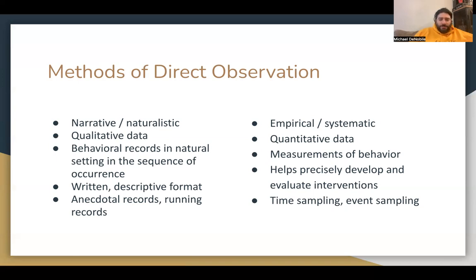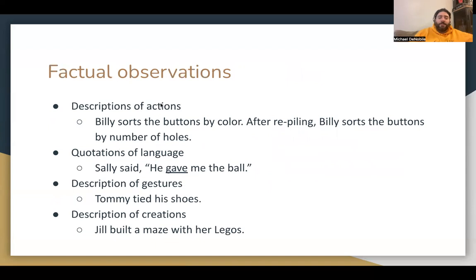they're in a written descriptive format. They include anecdotal and running records. Empirical systematic methods are measurements of behavior. They help precisely develop and evaluate interventions, and these include time sampling and event sampling. Different types of factual observations include descriptions of actions, quotations of language, description of gestures, and description of creation.